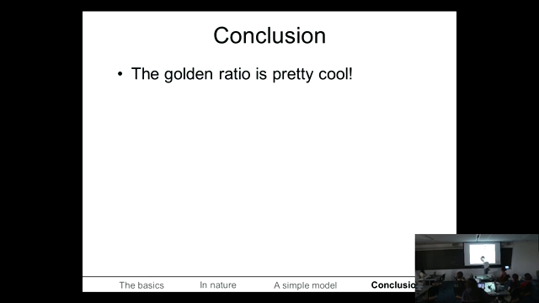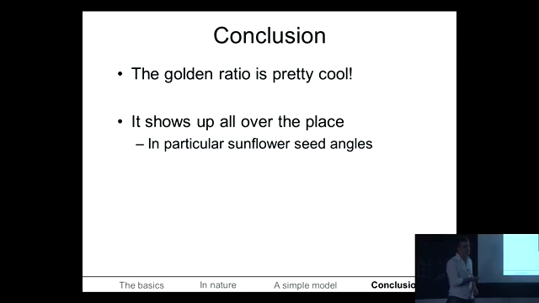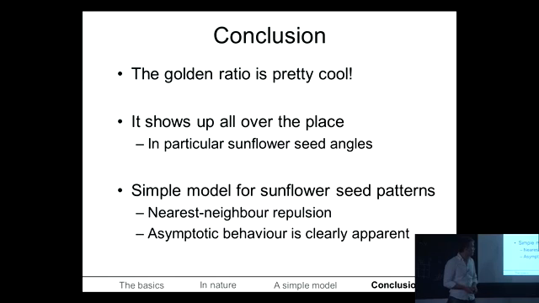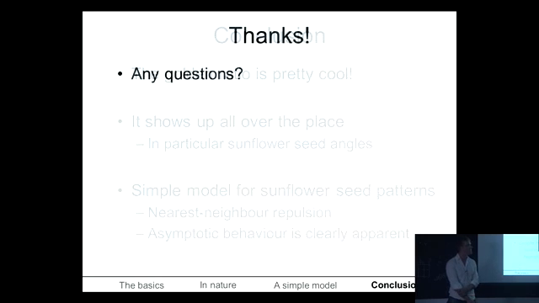In conclusion, I'd just like to say that the golden ratio is pretty awesome. It's got all sorts of interesting mathematical properties, and also it's pretty ubiquitous in nature. It shows up in all sorts of different contexts. Importantly, it shows up in sunflower seed patterns. And in fact, we can derive the golden angle separation of those sunflower seeds from a first principles model that's quite simple, just assuming nearest neighbor repulsion between the seeds. And that gives us the asymptotic golden angle, which is pretty cool, I thought. So thank you very much.